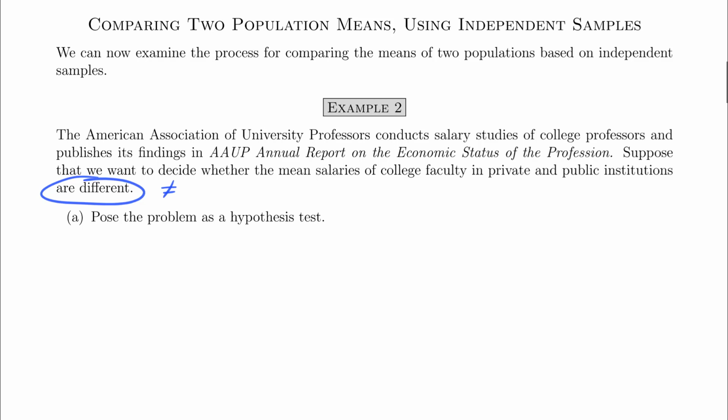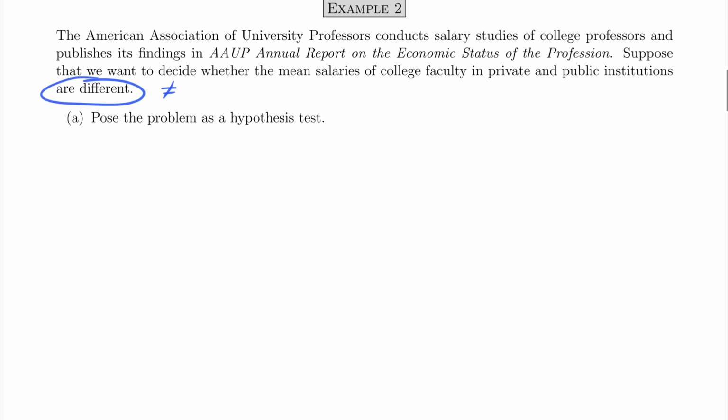When we see the word different, we're talking about a two-tailed test where it's not equal to. The other alternatives would have been a less than, which would be a left-tailed test, or greater than, which would be a right-tailed test. So for part A, we're just establishing the hypothesis test. We're not going to conduct the test. We're just setting it up to make sure we understand the terminology and the symbols we're going to be using. So we have two populations. Population 1 is the private institution professors, and population 2 is the public institution professors.